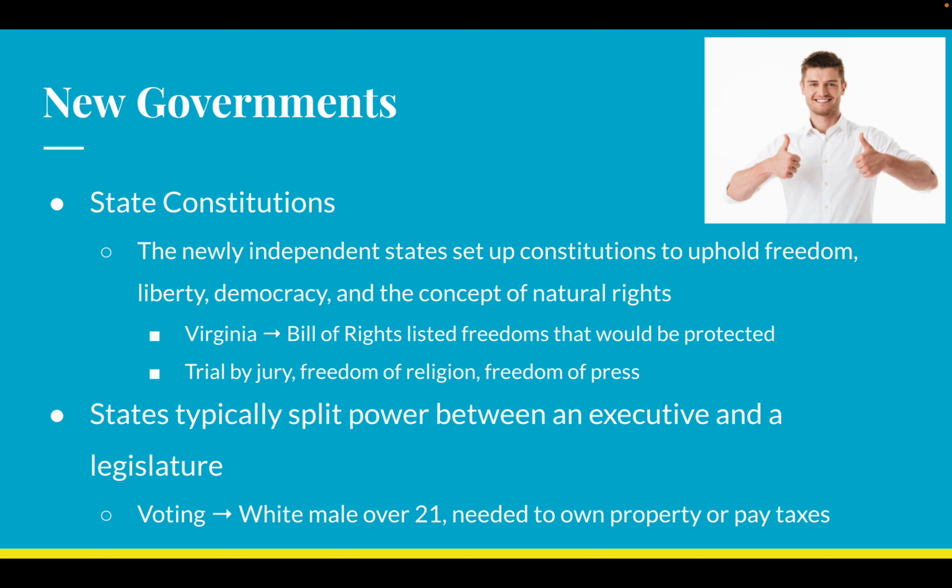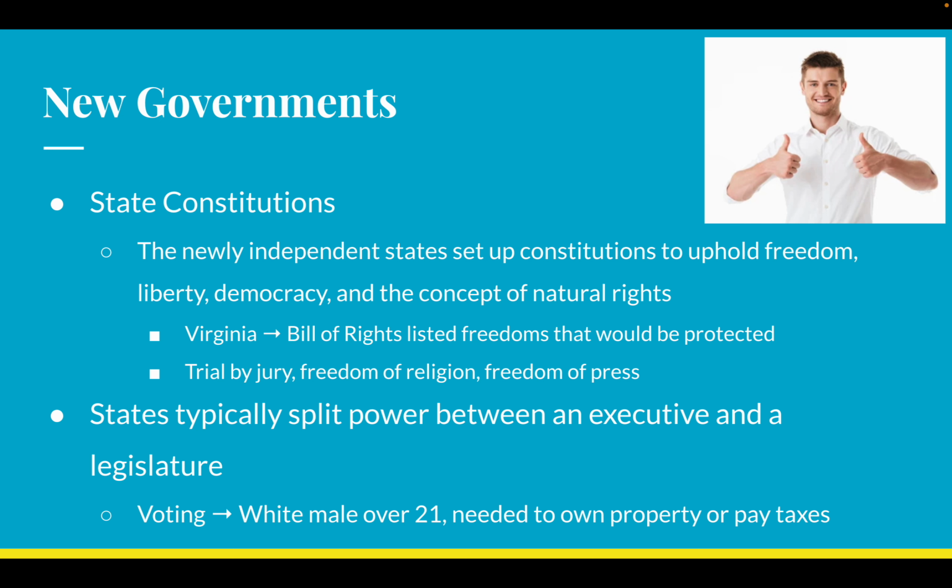Now, the Articles of Confederation are not the only type of government in the Americas or in the United States during this time period. We also have state constitutions. So every state, New York, Pennsylvania, Virginia, you name it, they are setting up their own governments with state constitutions. A constitution is just the governing document. Think of it as the manual or the handbook for your governments. And they're going to set up constitutions for the purposes of upholding freedom, liberty, democracy, those natural rights that we talked about with John Locke and then later with our Declaration of Independence.